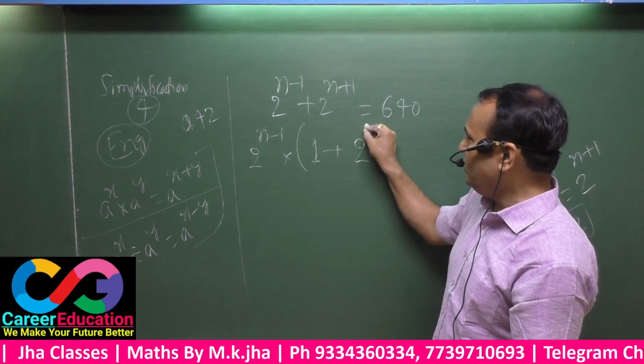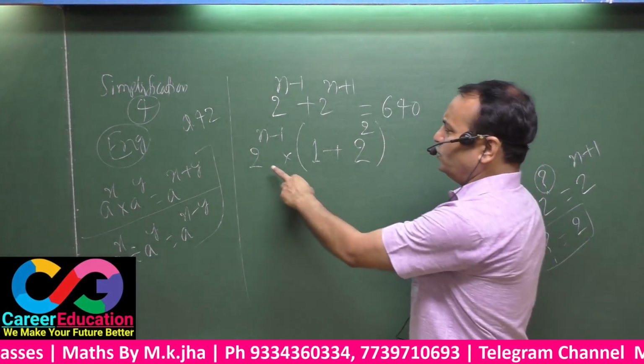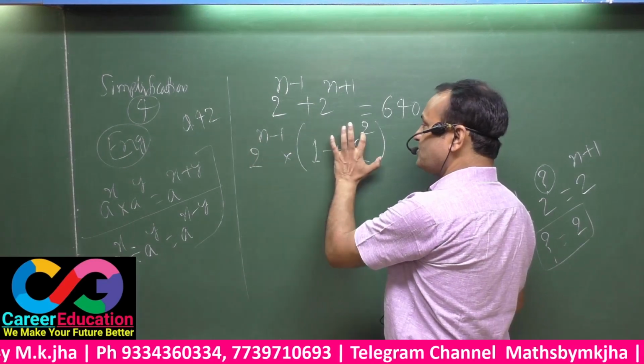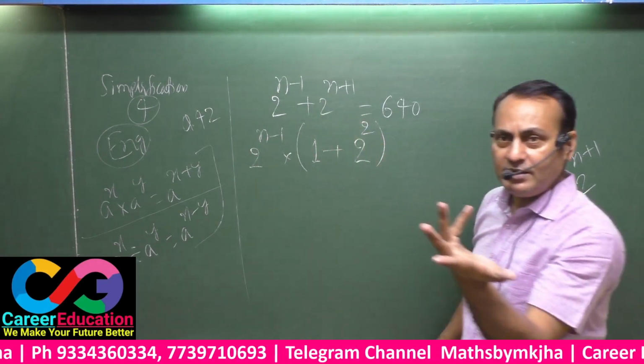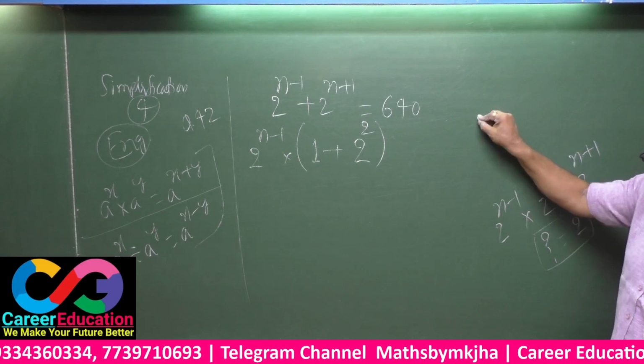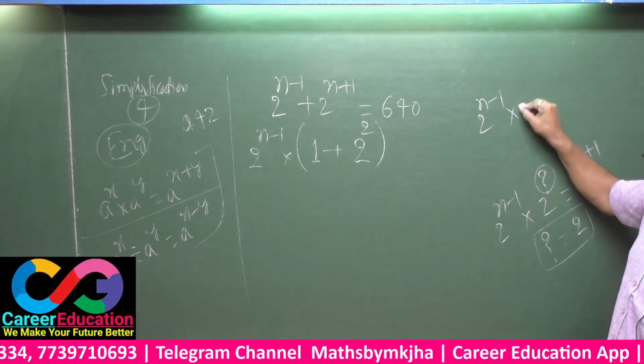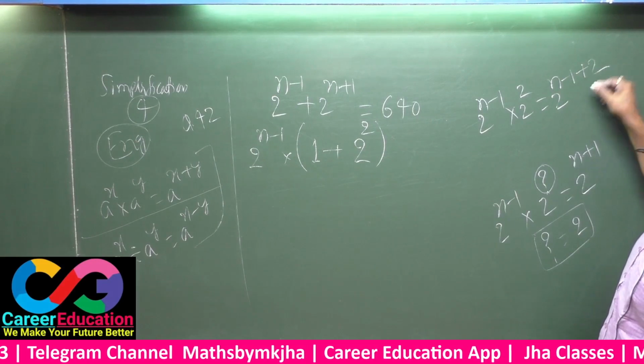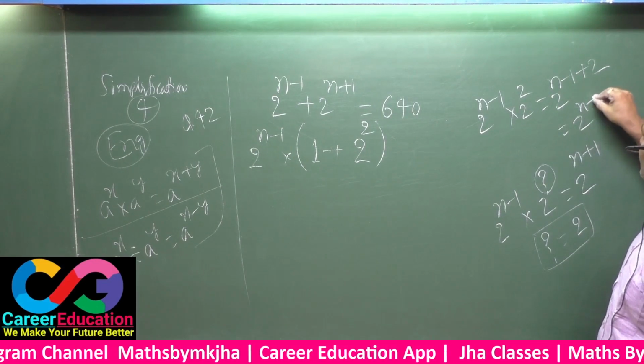That means if you write here 2, 2 power n minus 1 into 2 power 2 equals 2 power this plus this, and that will be n plus 1. Okay. See here. 2 power n minus 1 into 2 power 2 equals 2 power n minus 1 plus 2, and this is 2 power n plus 1.